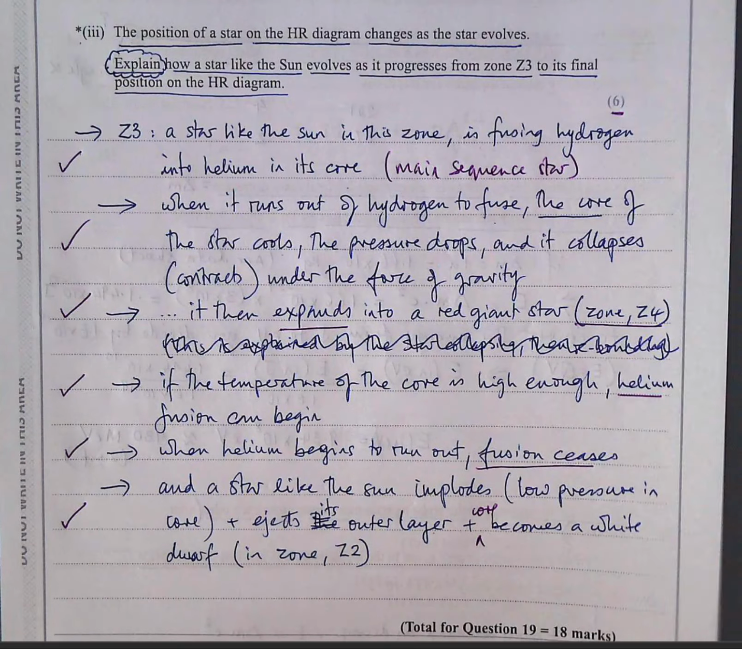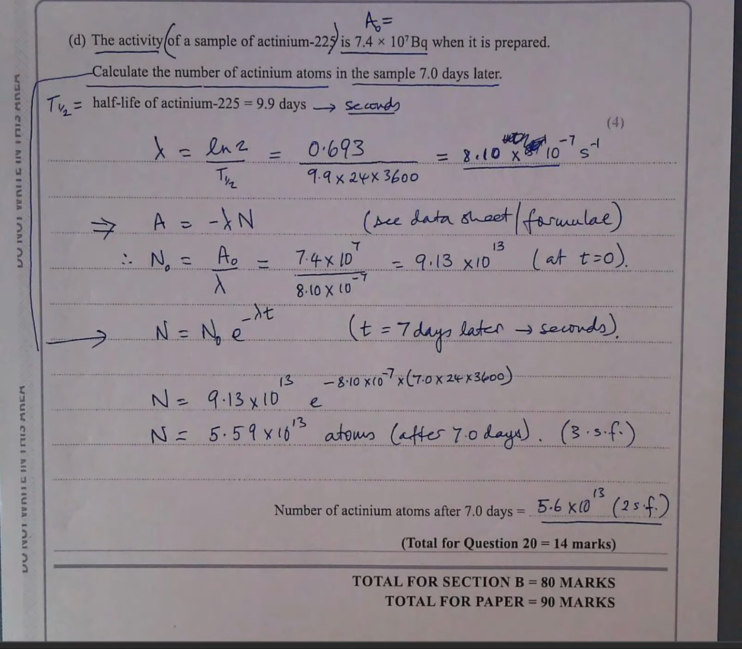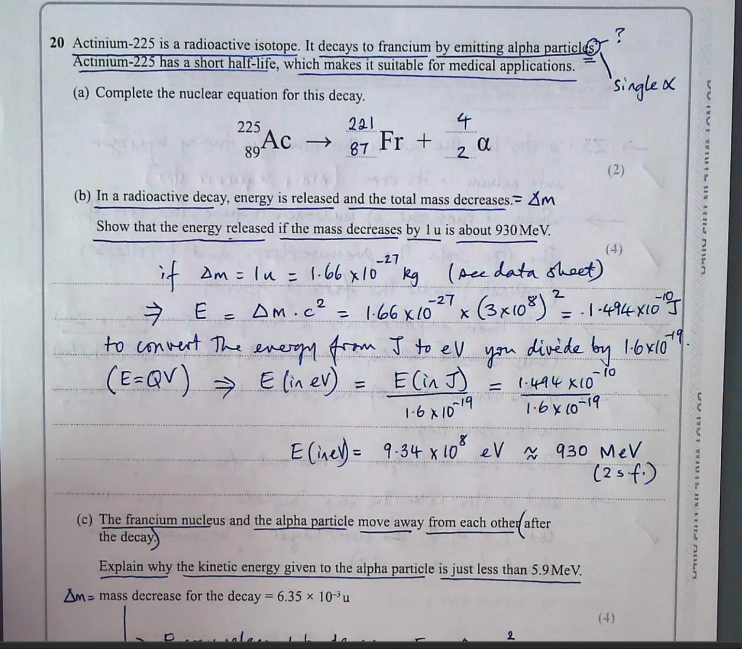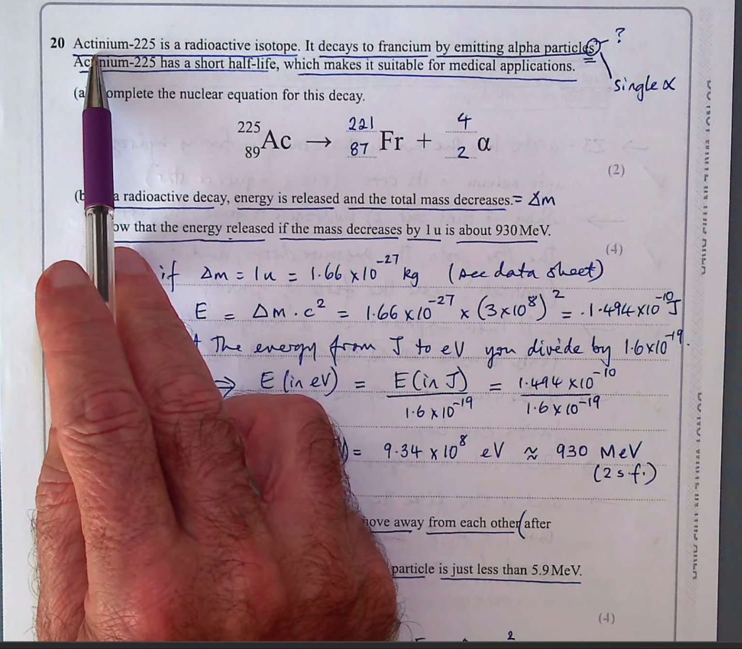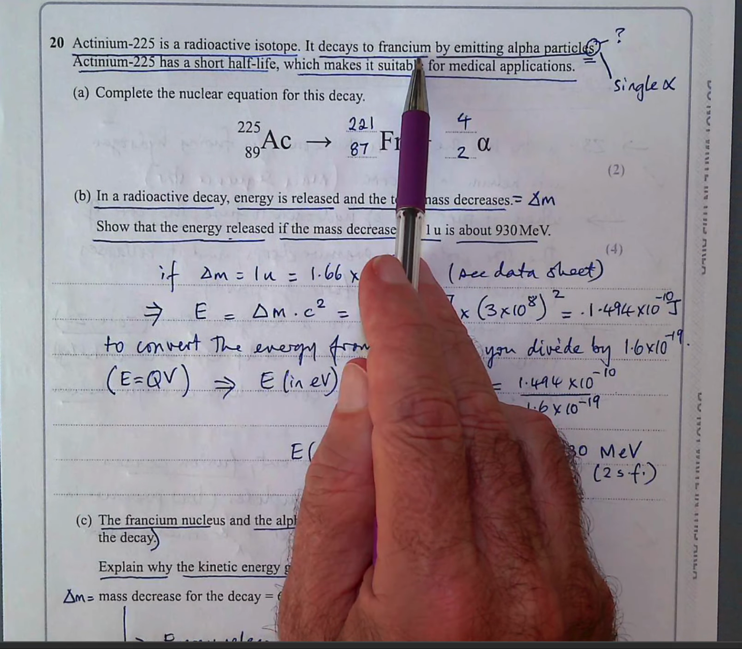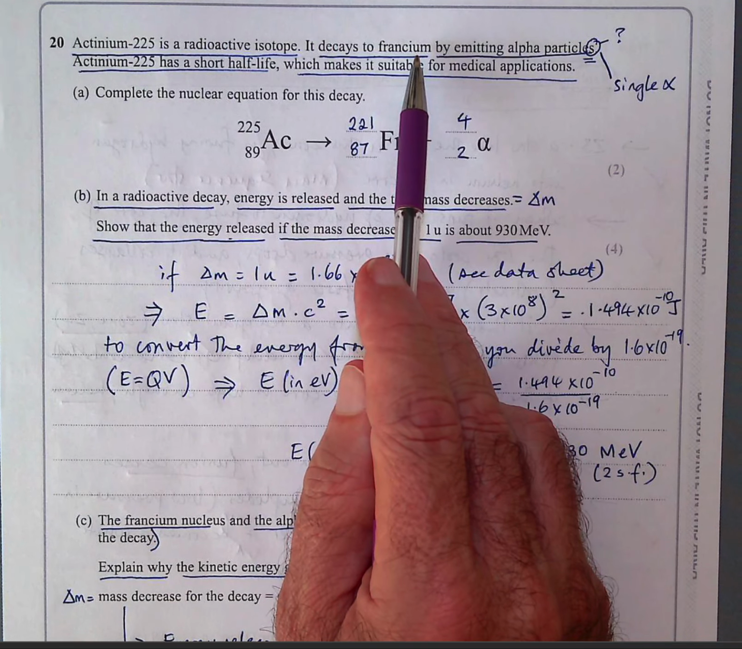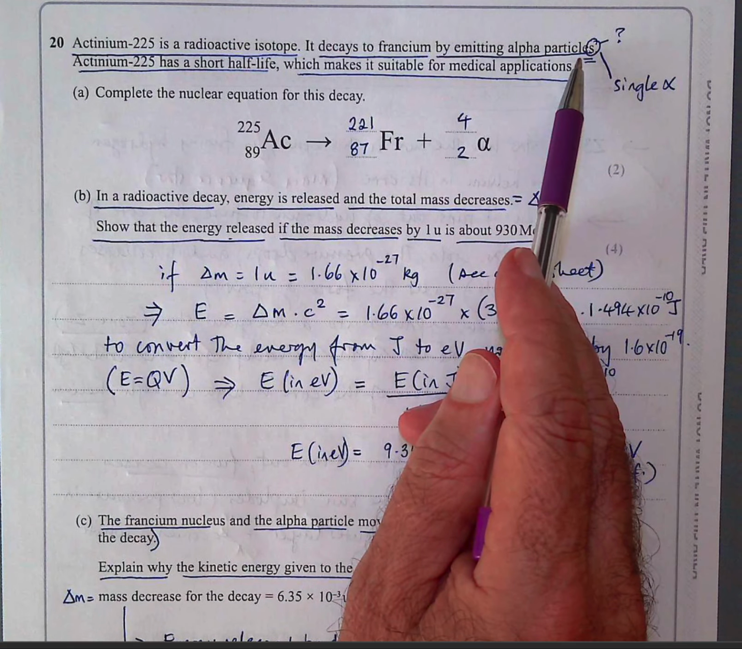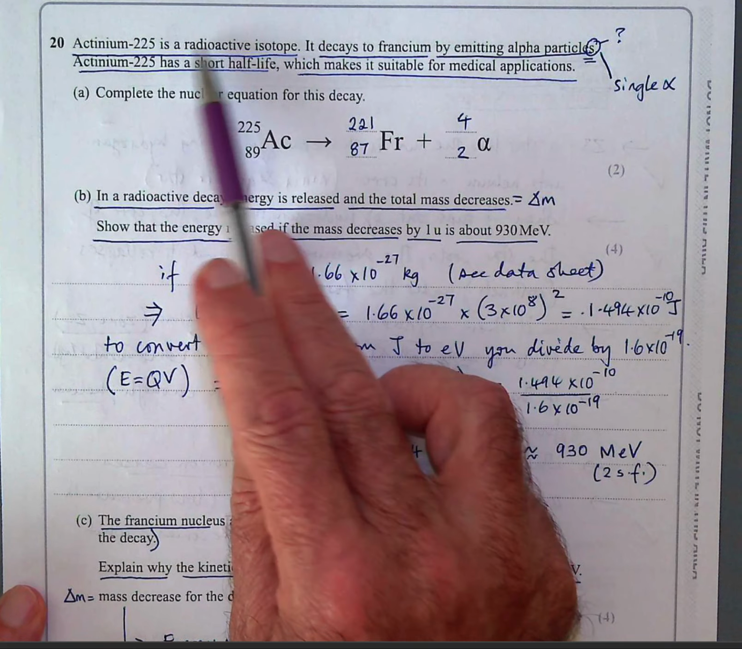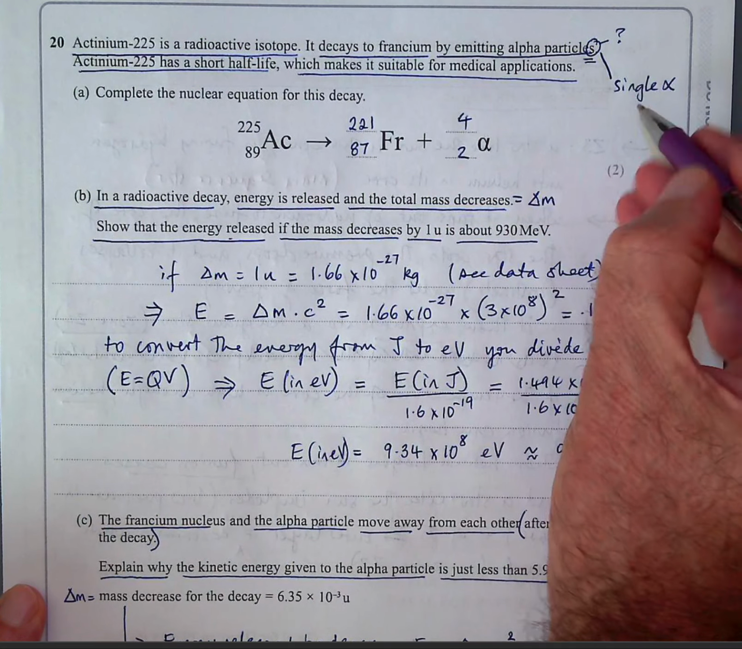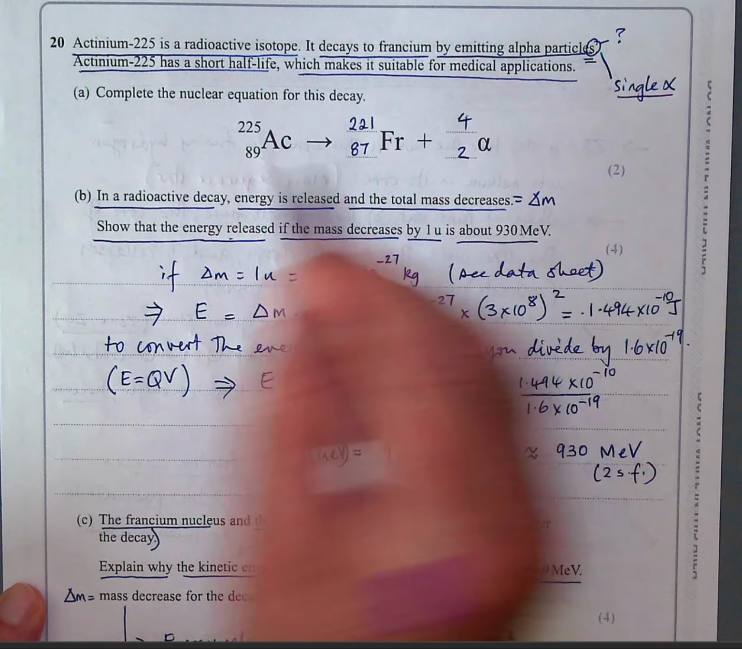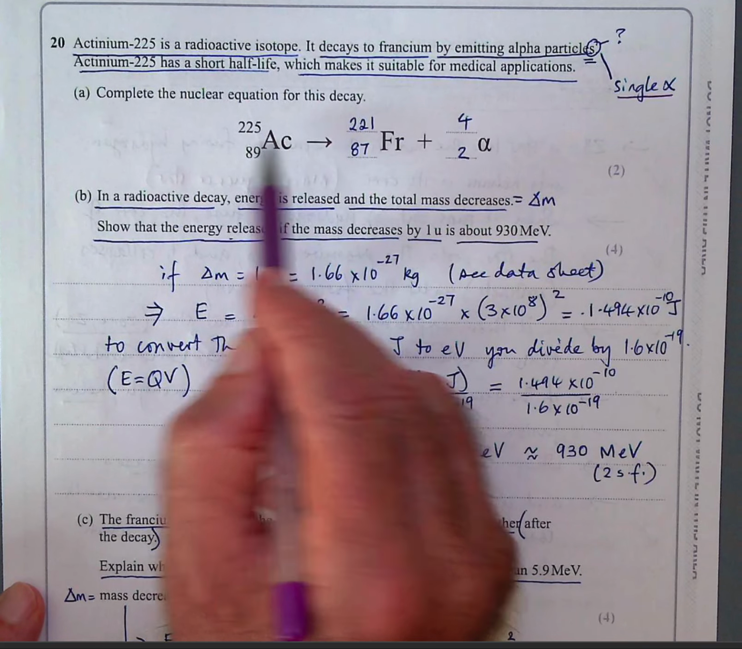The next question. So that's 18 markers. So the big question, biggest question so far. The last question is question 20. So this isotope, actinium-225, it decays to francium, okay, which is a group 1 metal, by emitting alpha particles. Actually, each individual nucleus will only emit a single alpha particle, which is what this equation is showing you. So we're only looking at one particular case.